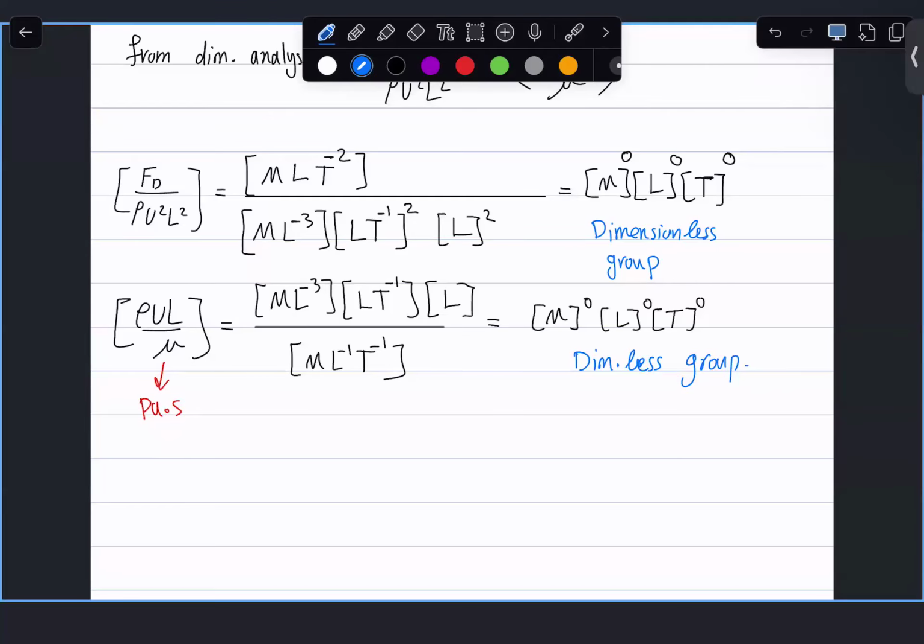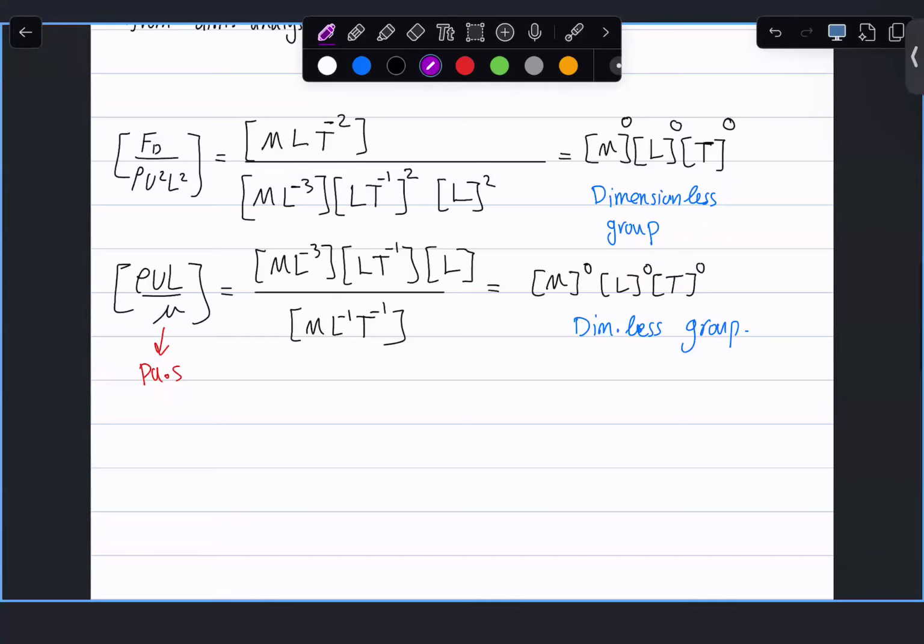That dimensionless group, the second one, rho UL over mu, that's a very important one. Does anyone know what it's called? This is called the Reynolds number. It's the most important dimensionless number we have in fluids. We're going to talk about it later.